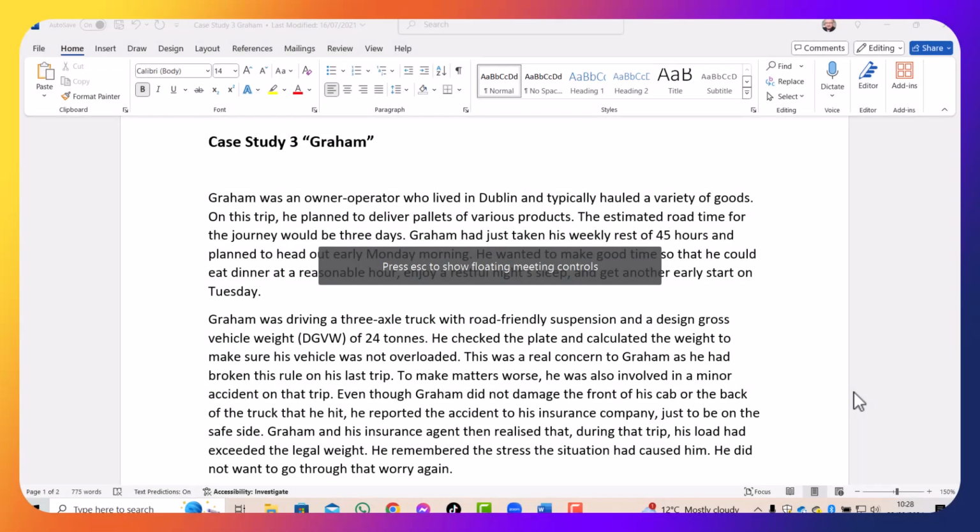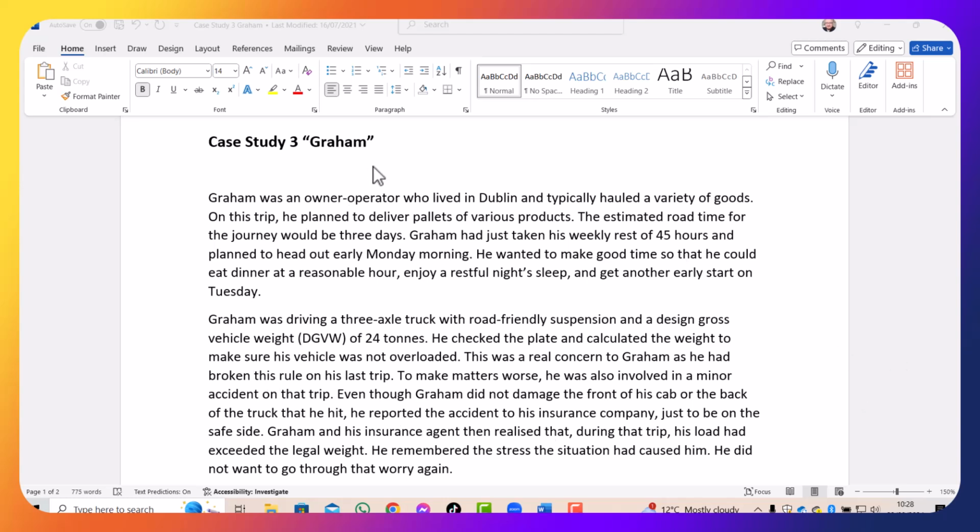Okay, case study 3, scenario 3 for trucks, and this is Graham. Graham was an owner operator, so he owned the trucks. So what licenses does he need? Operator's license and a driver's license. Operator's license, yes. If you want to own the vehicle, you need an operator's license, so now RTOL.